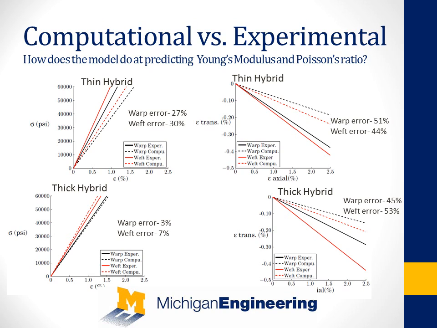Once I did both the computational and the experimental analysis, I was able to compare the two. On the left, you can see the stress versus strain curves for the thin hybrid as well as the thick hybrid. For the thin hybrid, the errors are relatively high. However, for the thick hybrid, the errors are relatively low. This allowed us to compare the modulus value from both computational and experimental results. On the right side, we were able to compare Poisson's ratio from the strain plots.